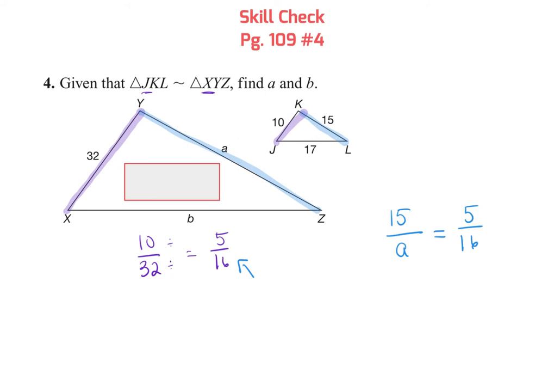They also want us to solve for XZ. Which side does XZ correspond to? JL. Do I know JL? Yes, that's my numerator. Do I know XZ? No, but that should equal the same fraction where I knew both of them. That should equal 5/16. Can I solve that? Yes, cross multiplication. So go ahead and solve for those 2 sides.